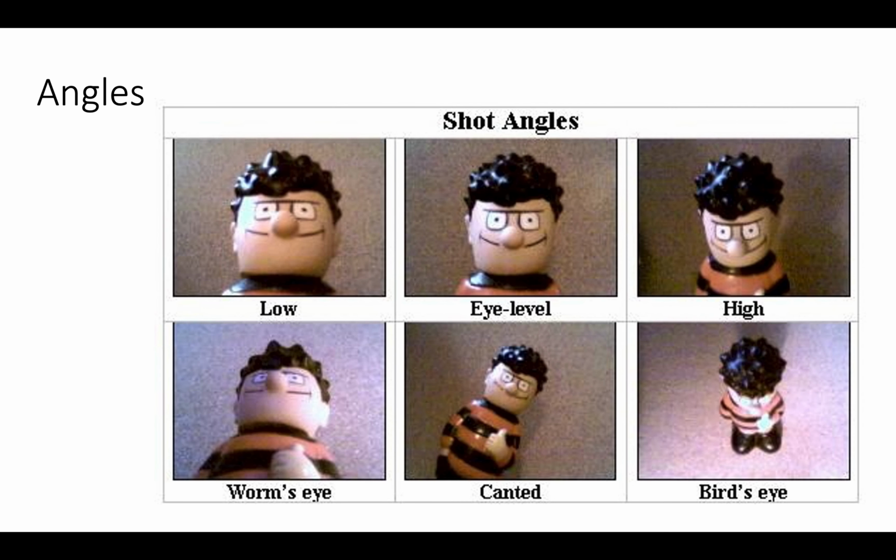Shot angles, of course, also play a massive part in framing and in conveying a type of character. So eye level here in the middle is the conventional way to frame people if you're not trying to make them look either powerful or weak. A high angle shot will make people look weak. We're looking down at people. A low angle shot looking up at people makes people look more powerful and more commanding in the frame.